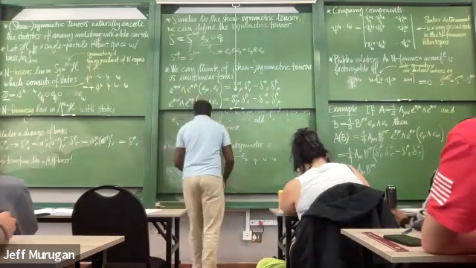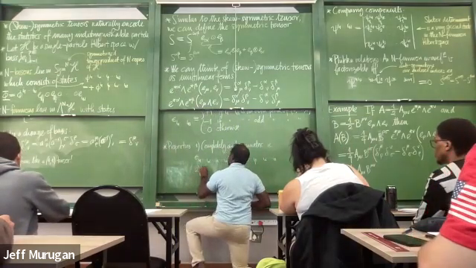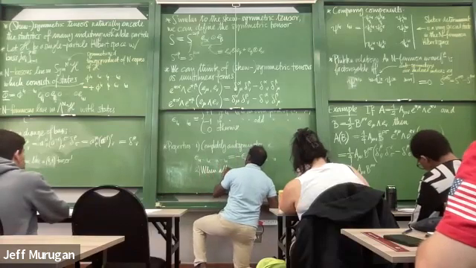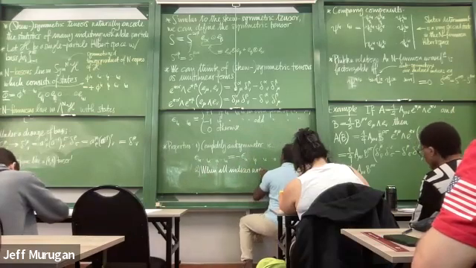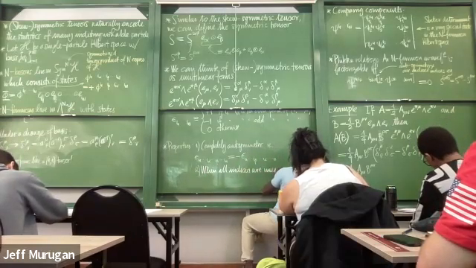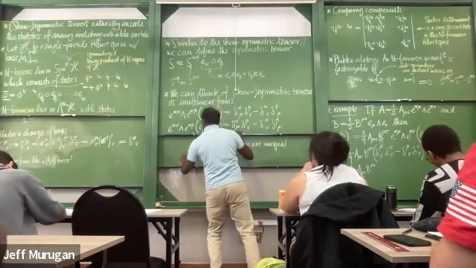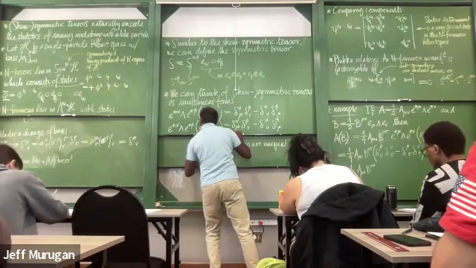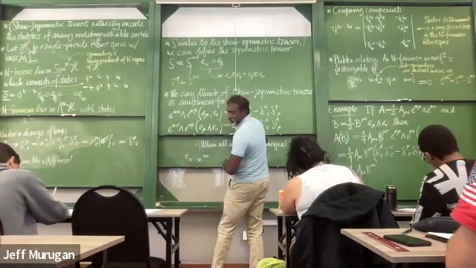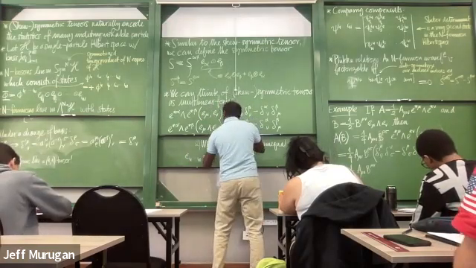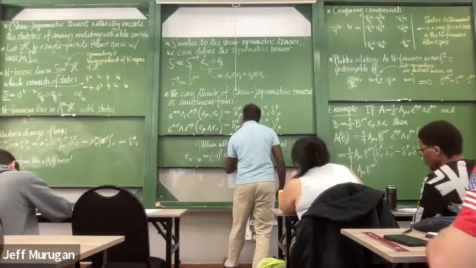When all the indices of this guy are unequal, then epsilon I1 to IN is equal to minus 1 to some number p times epsilon 1 to n.